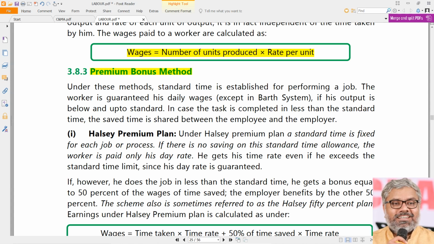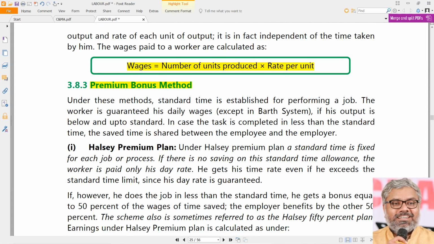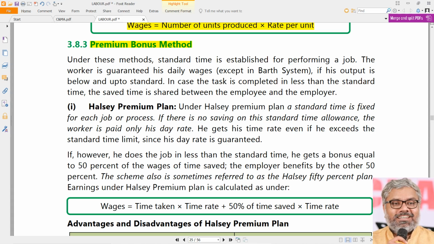Halsey and Rowan are kept only for problem solving purposes, not that they are really useful. Without these two also, there is no problem that we cannot solve. So for academic purposes, if at all a problem has to be framed from this chapter, at least these two should be there. Most of the problems will be from these only. Almost 80% of the times, the problems from the labor chapter will be asked from Halsey and Rowan plans. So that much important they are. If this is removed, this chapter is gone. That is why they could not remove it.